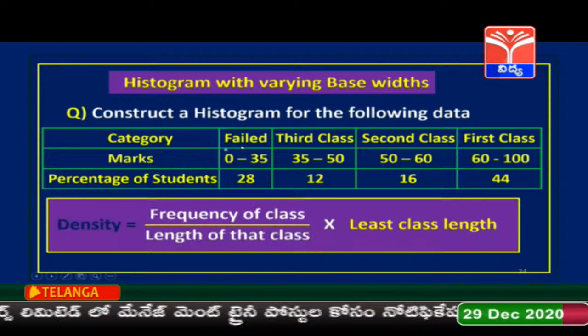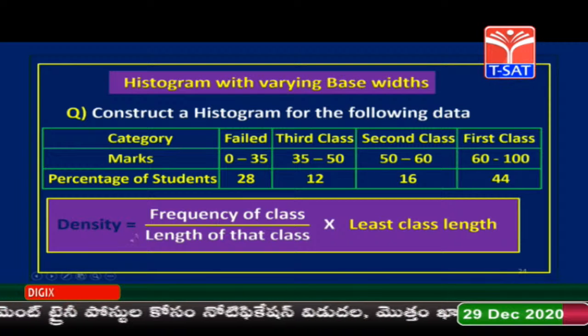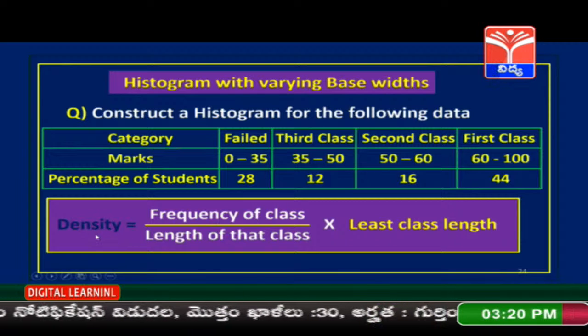Now when you get this kind of distribution, what you have to do children? Yes, we have to find density. How to find density?